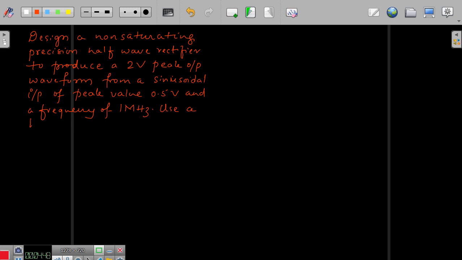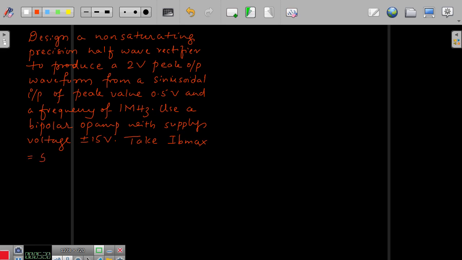Use a bipolar op-amp with supply voltage plus or minus 15 volts, and take IB max equal to 5 microampere. So this is the problem statement.